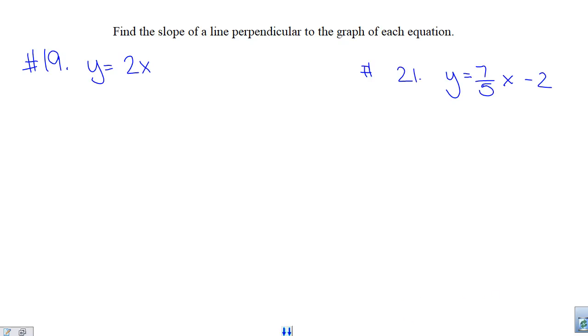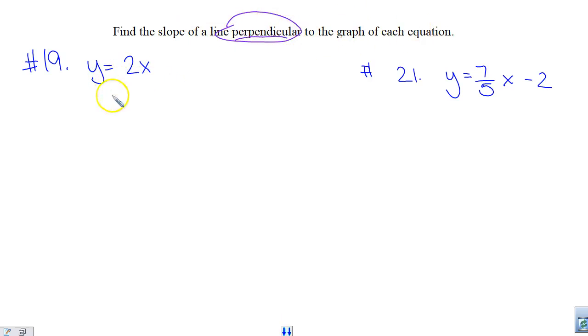So we're going to do number 19 together, and then I'm going to have you pause the video and try number 21 on your own. So directions are the same. Find the slope of a line perpendicular. I highly recommend either circle or underline perpendicular or parallel, so you know what type of lines you're working with, to the graph of each equation.